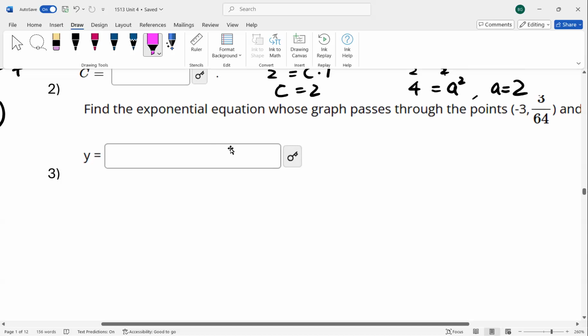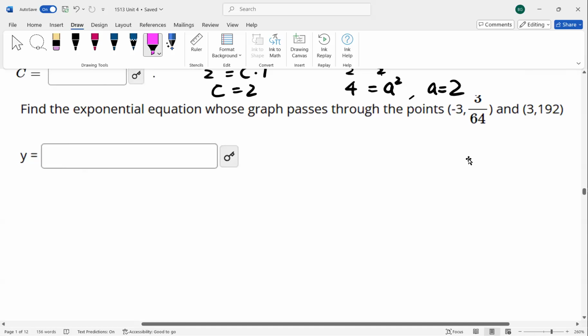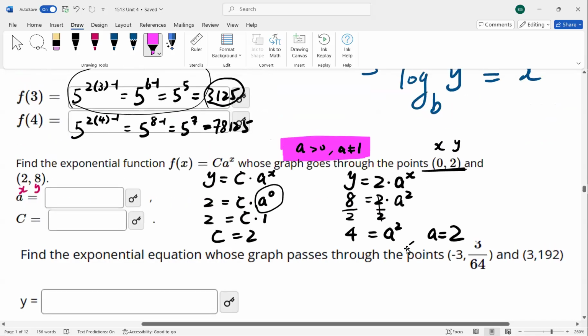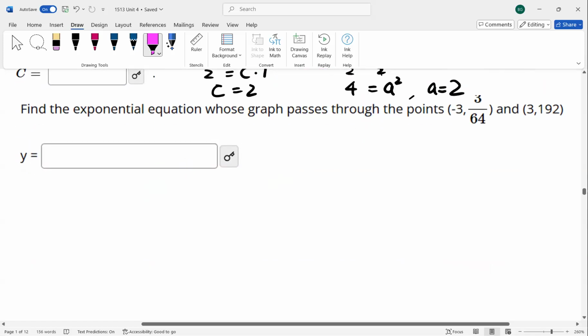Next, find the exponential equation whose graph passes through the points (-3, 3/64) and (3, 192). Find the exponential equation whose graph passes through the given 2 points. All right. This problem is very similar to the previous problem. The previous problem guided us better, and this problem gives even less information. So it's similar to the earlier one.